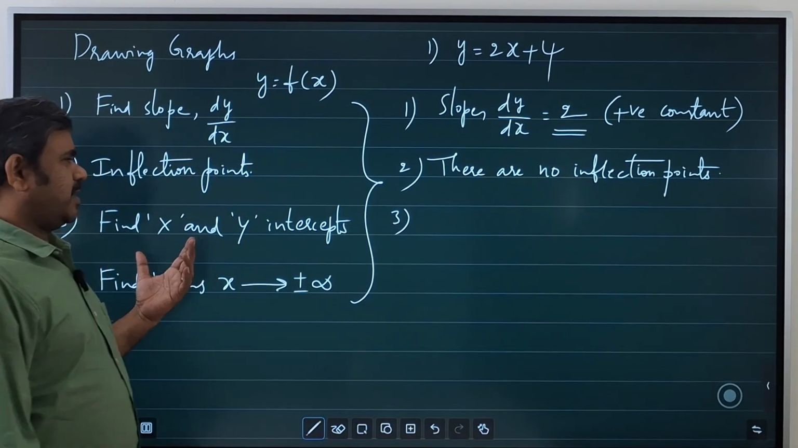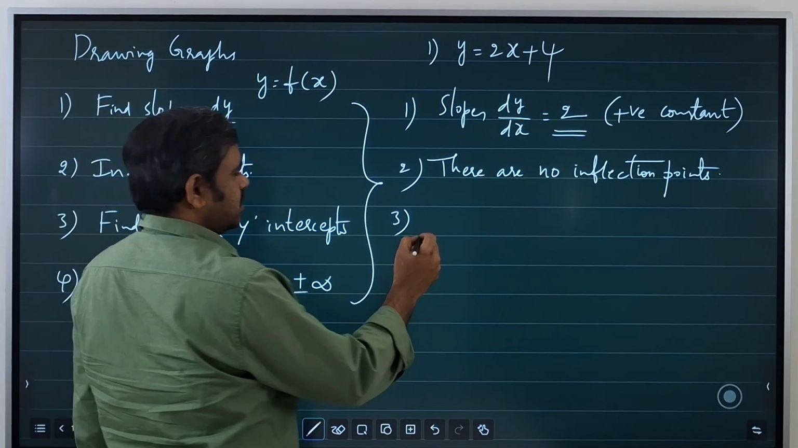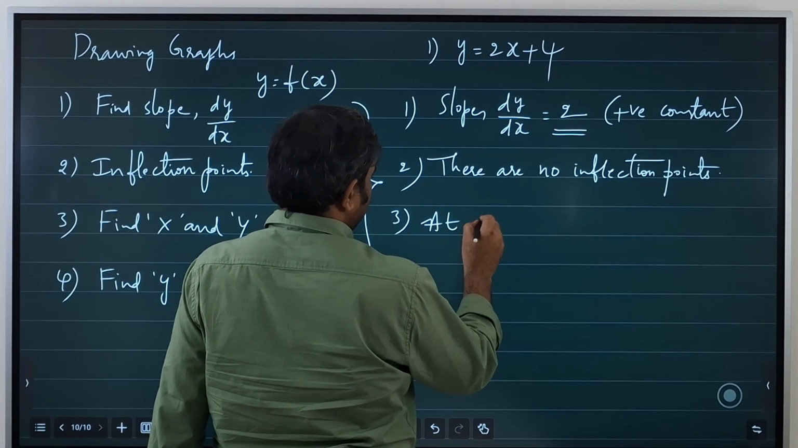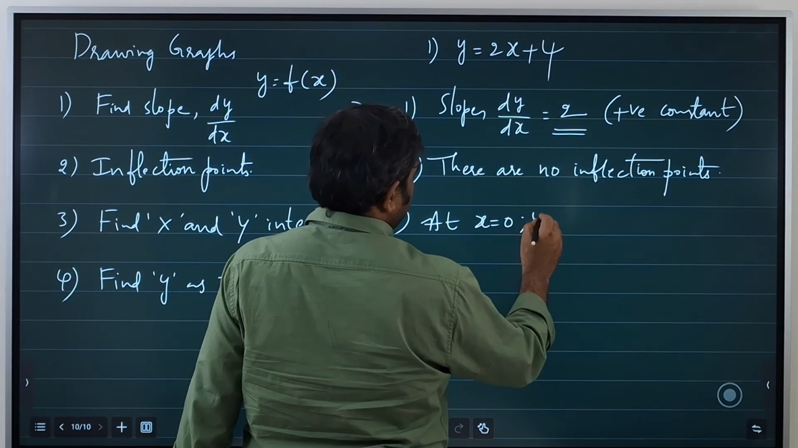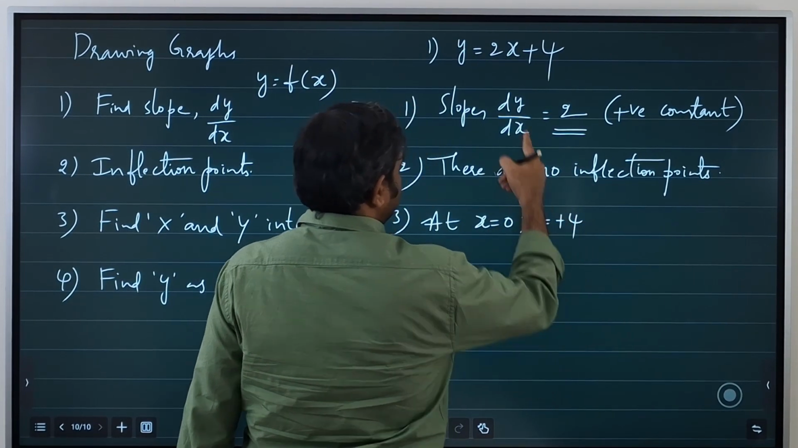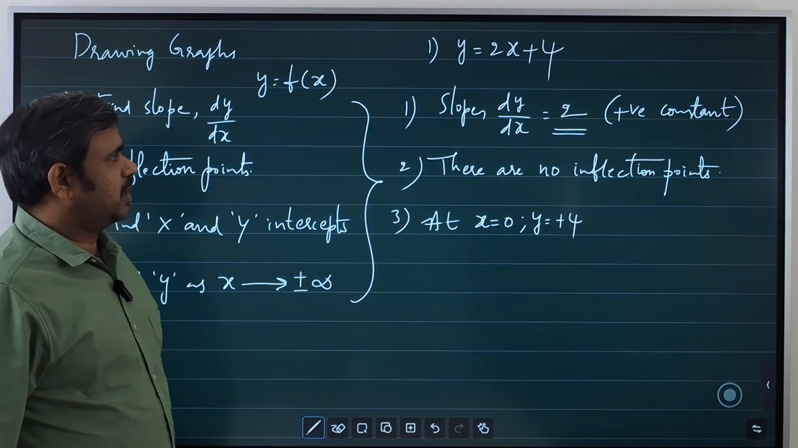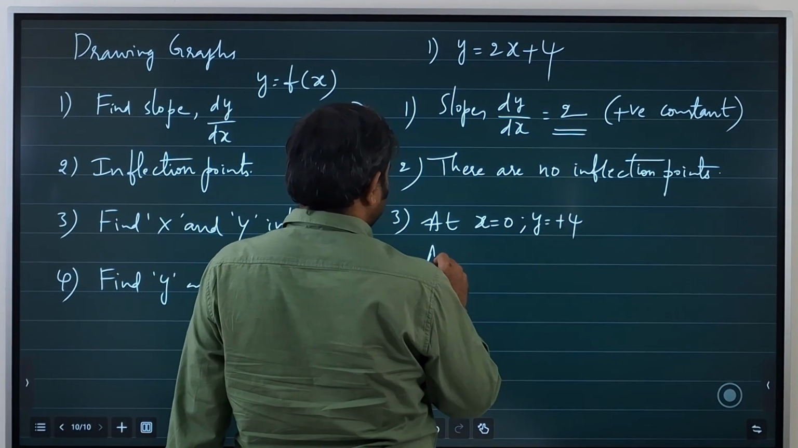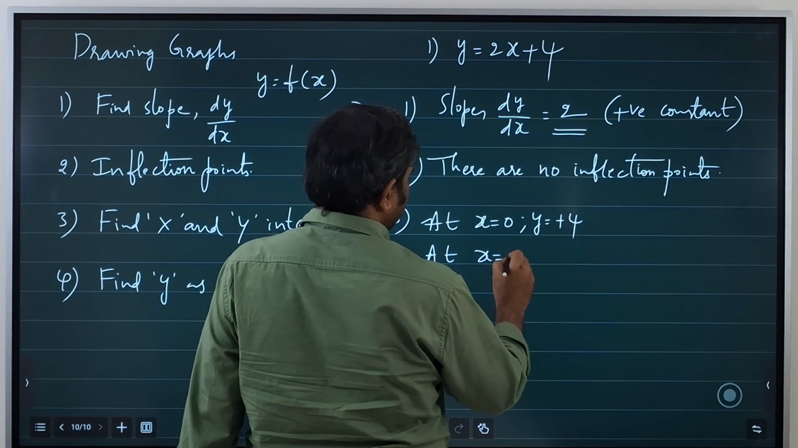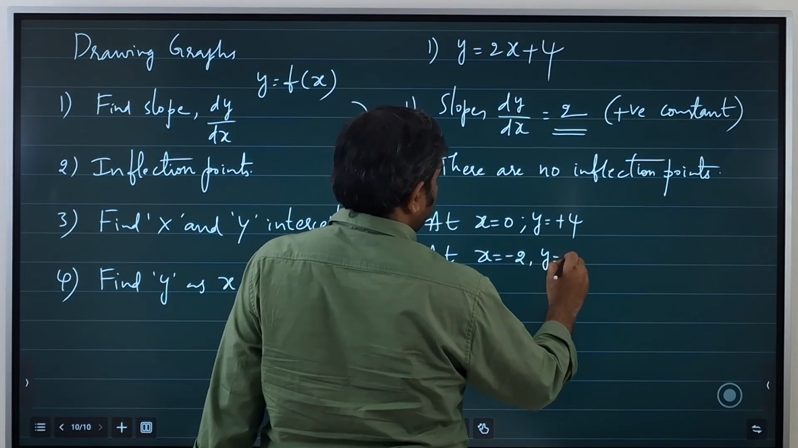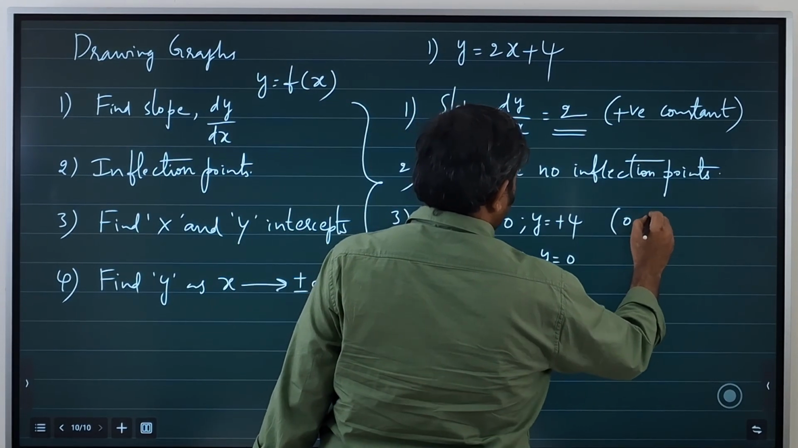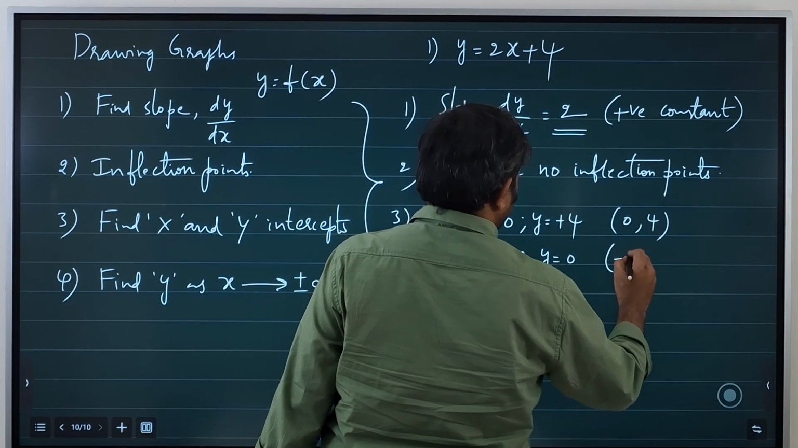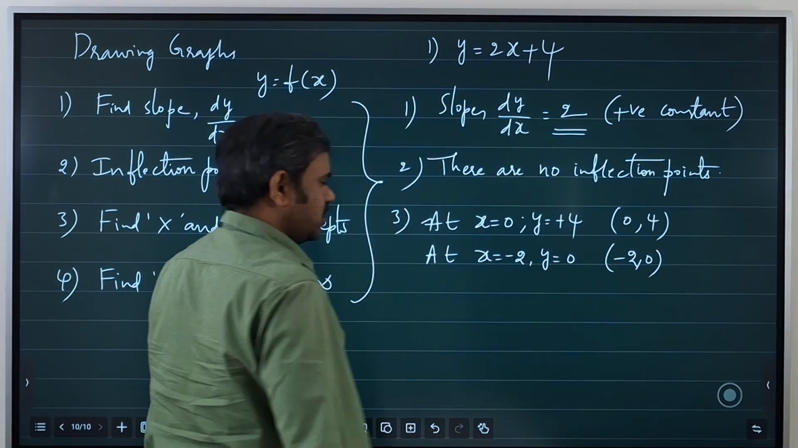Next, the third one, find x and y intercepts. At x is equal to 0, y is equal to 4, substituting x is equal to 0. And at x is equal to minus 2, y is equal to 0. So the graph passes through 2 points, (0, 4) and (minus 2, 0).